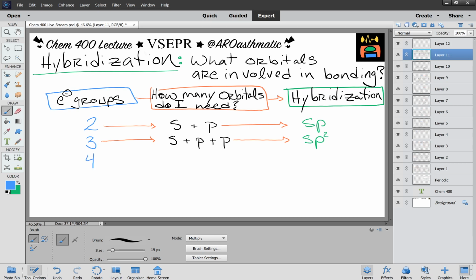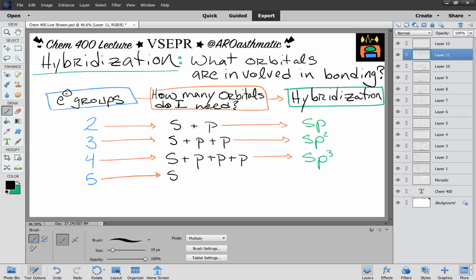What happens if you have 4 electron groups? Well, we need 4 orbitals, one s plus 3 p orbitals. That means our hybridization, when we have 4 electron groups around our central atom, will be sp3.